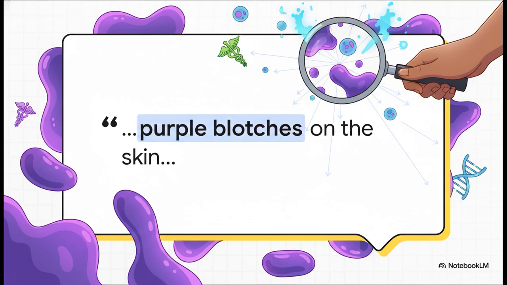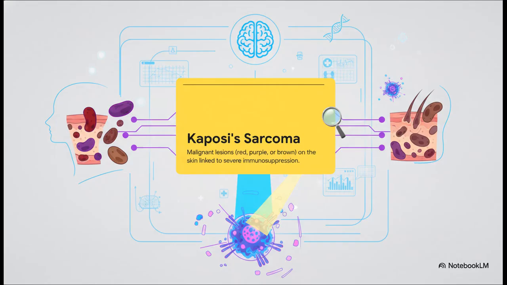Because these aren't just random blotches. There's something much, much more specific. We're not talking about a simple rash here. This is a type of cancer called Kaposi's sarcoma. And these lesions are almost always linked to one thing and one thing only, a seriously weakened immune system. And just like that, with that one fact, the whole case just cracks wide open.